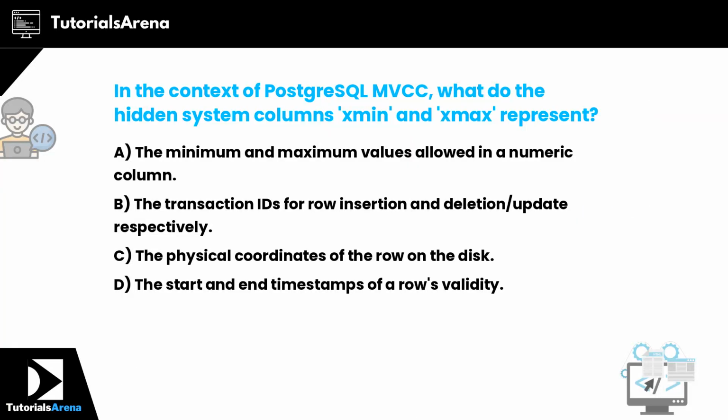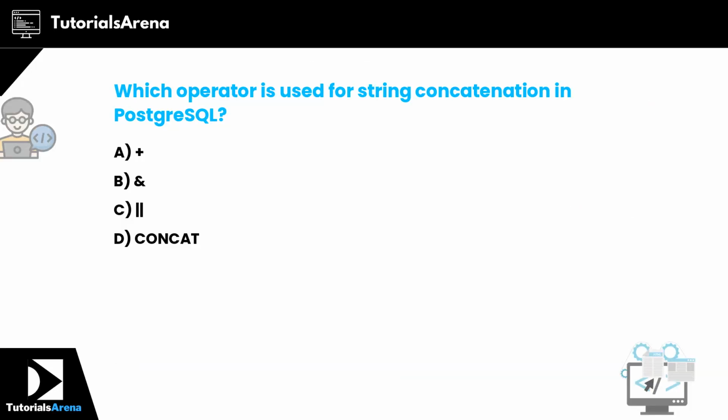In the context of PostgreSQL MVCC, what do the hidden system columns xmin and xmax represent? The correct answer is option B. The transaction IDs for row insertion and deletion/update respectively. Which operator is used for string concatenation in PostgreSQL? The correct answer is option C.